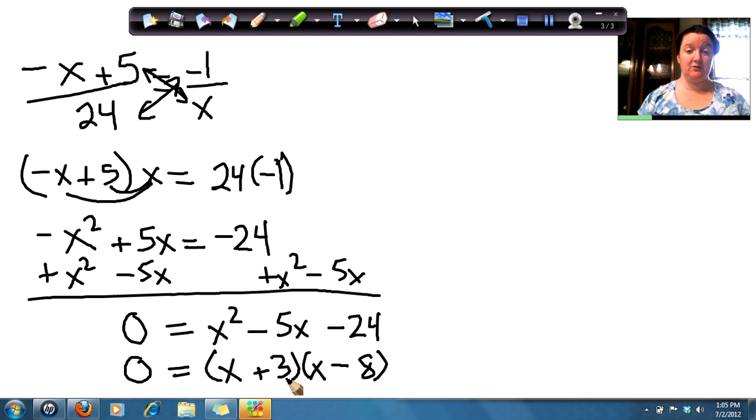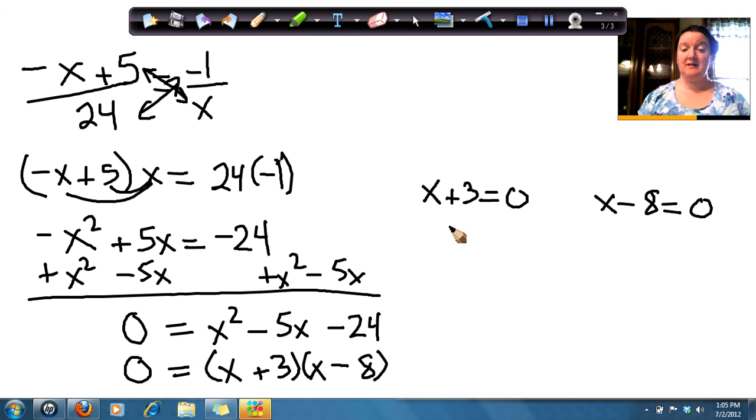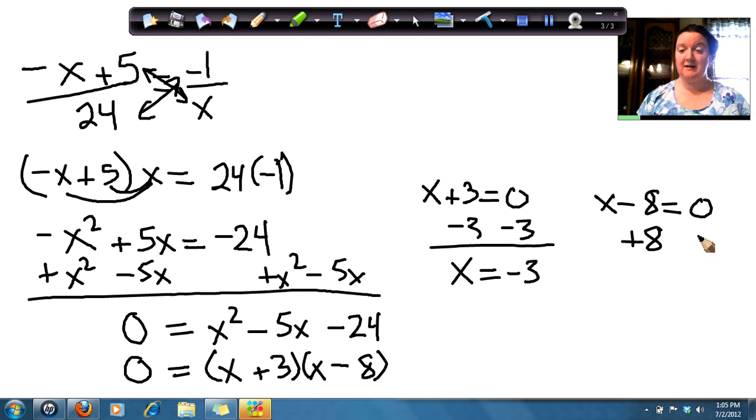So now I have my two factors. I have to take each factor and make them equal to 0 to figure out what my roots are. So here I want to get the x by itself, so I'm going to subtract 3 from both sides. I'm going to get x equals a negative 3. And I'm going to get the x by itself on this side, add 8 to both sides. So now I have the root of negative 3 and positive 8.